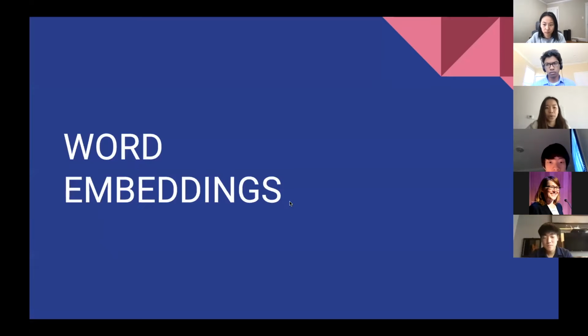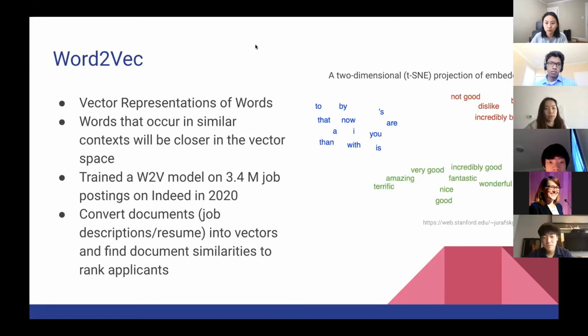And I will present the first one, which is word embeddings. More specifically, we use the word2vec model. Essentially, word2vec uses vector representations of words. In that case, words that occur in similar contexts will tend to be closer in the vector space. On the right-hand side, there's a graph, which is a two-dimensional projection of embeddings. You can see that words with similar meaning tend to be clustered together. That's essentially the concept of word embeddings.